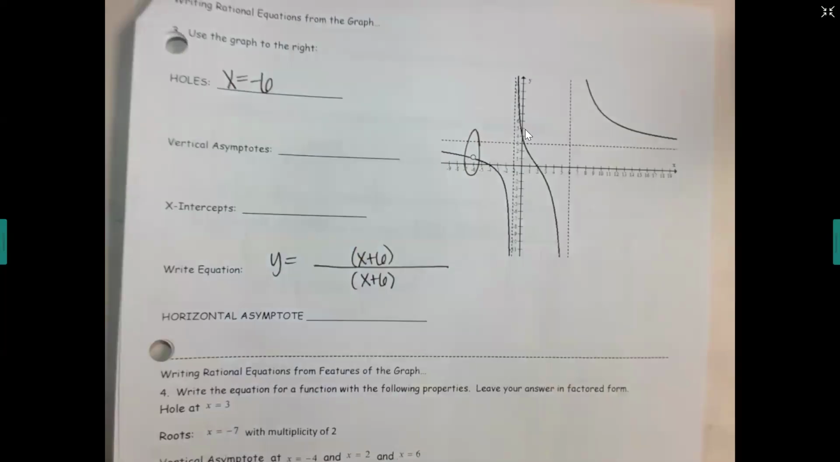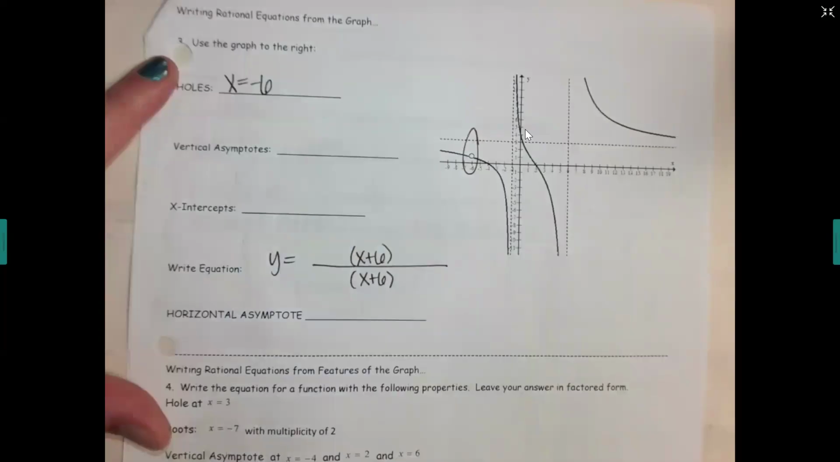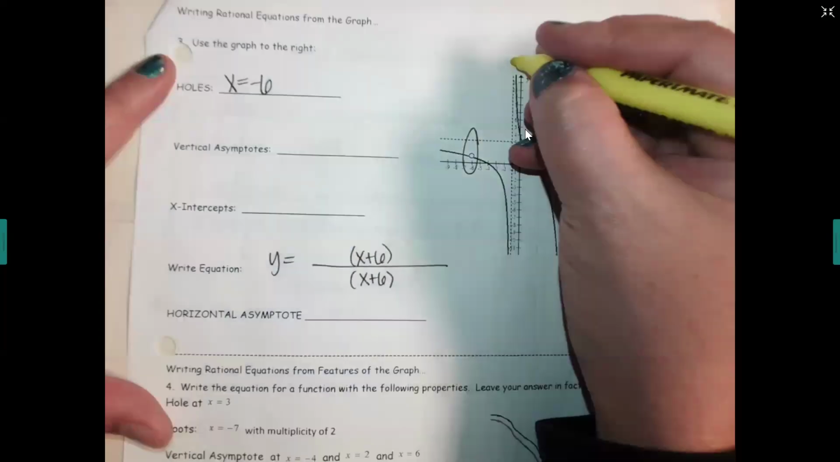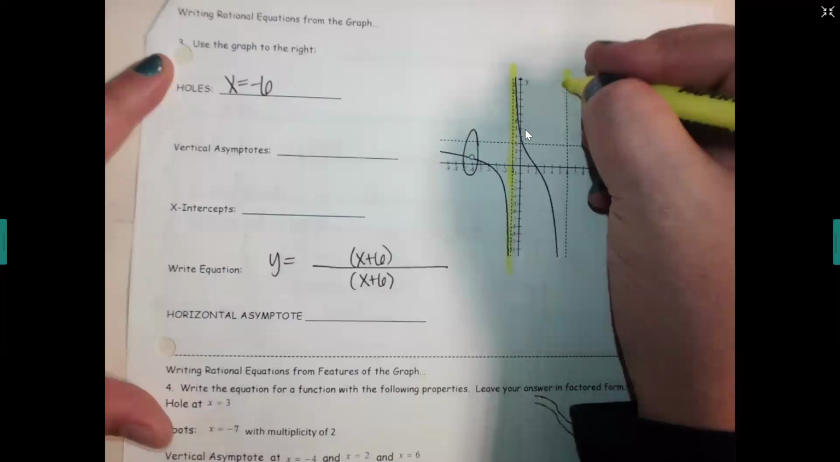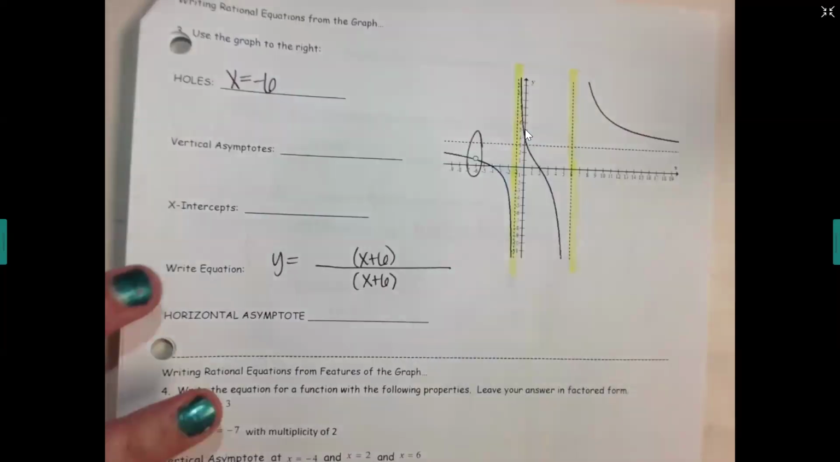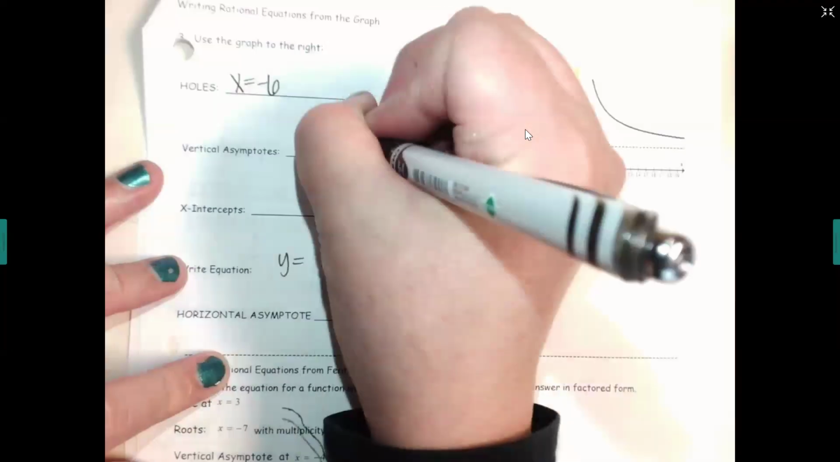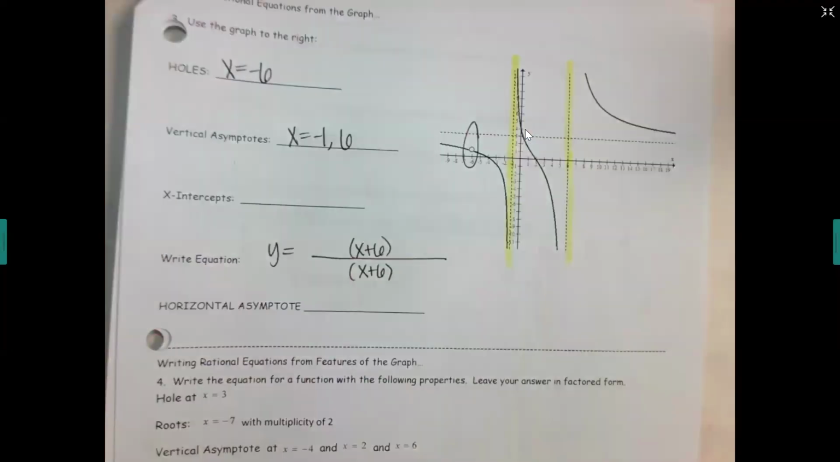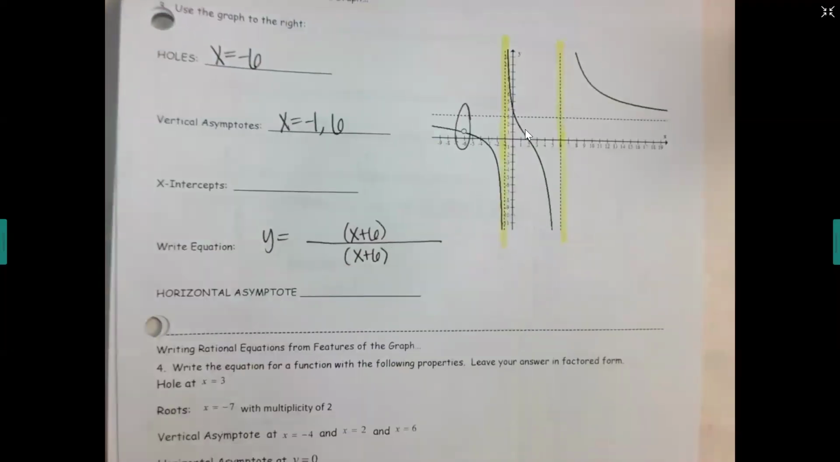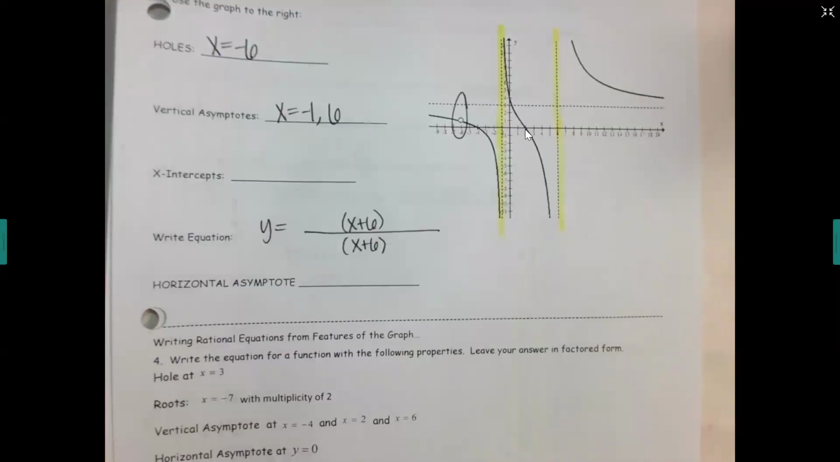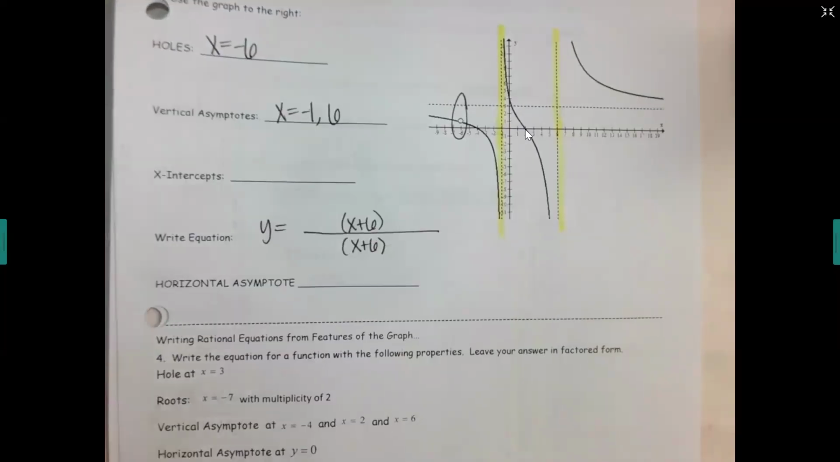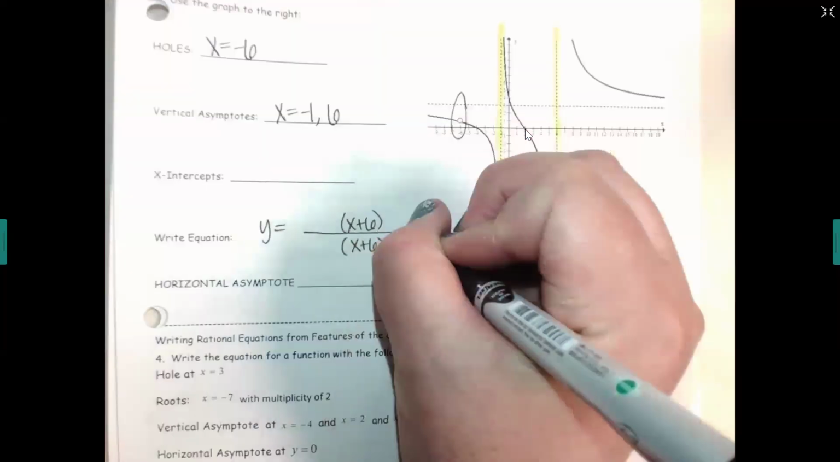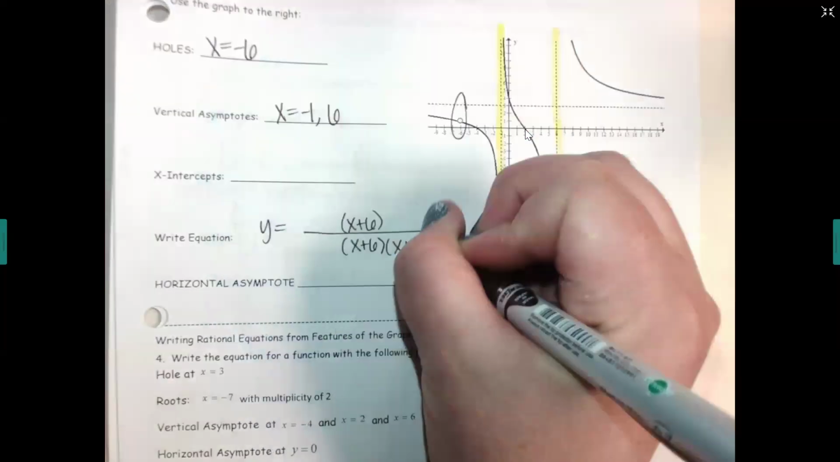Okay, next feature I'm looking for is x's that my graph can't touch. Do you see any x's where my graph gets broken up into pieces? There should be 2. -1 here I can't touch, and then 6 I can't touch. So put x equals -1 and 6. And where should those x's go in the equation? On the top or the bottom if they're vertical asymptotes? Bottom is correct. And if it's a -1, I'll put an x +1. If it's a +6, I'll put a -6.